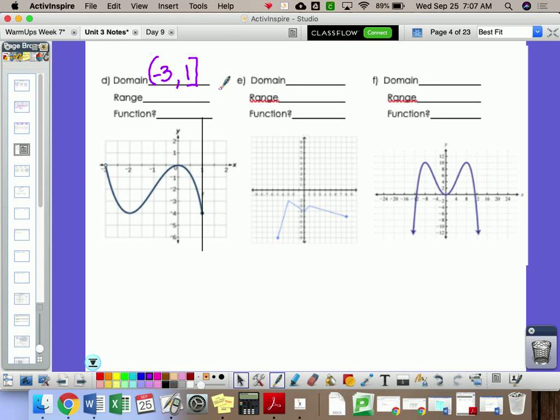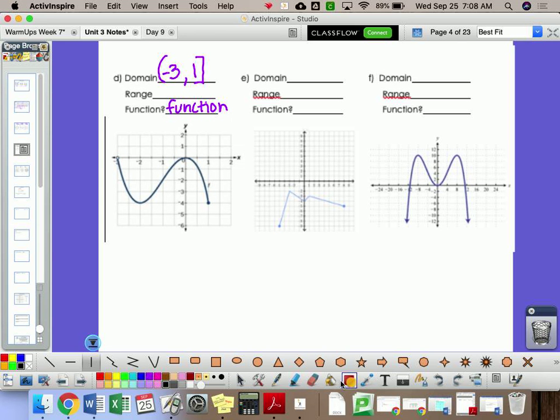Okay? Then we could also look at, is this a function or not with this vertical line test? Is there any point where I'm touching this graph in 2 places? And I can see that no, I'm not. There's only crossing once, which means that this is a function.